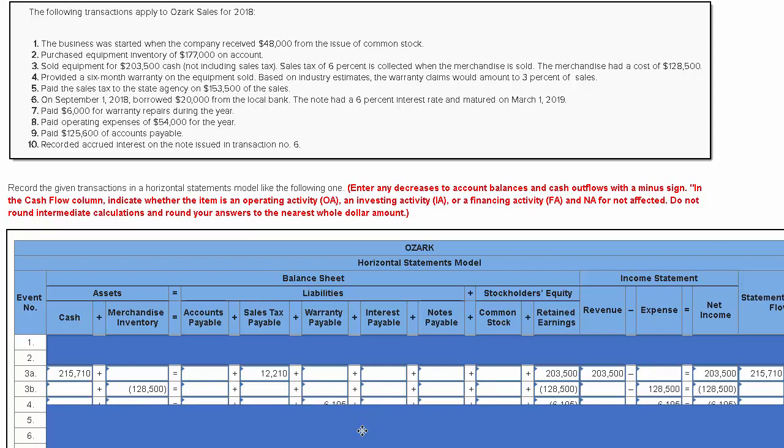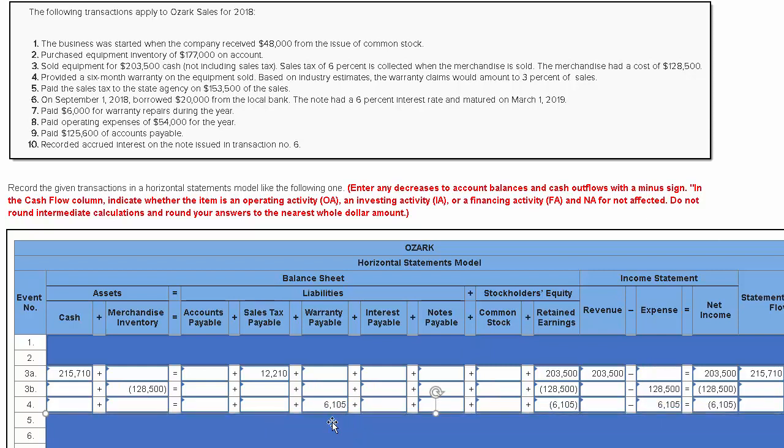we can see that what we have is an increase in our warranty liability of $6,105. Now, why is that an increase? Because we're following accrual accounting principles, or the accrual accounting system, and the accrual accounting system says we record revenues when they're earned and we have to match the expenses to them. So of the sales we had, we're estimating 3% are going to cause us warranty costs. Comes out to $6,105.